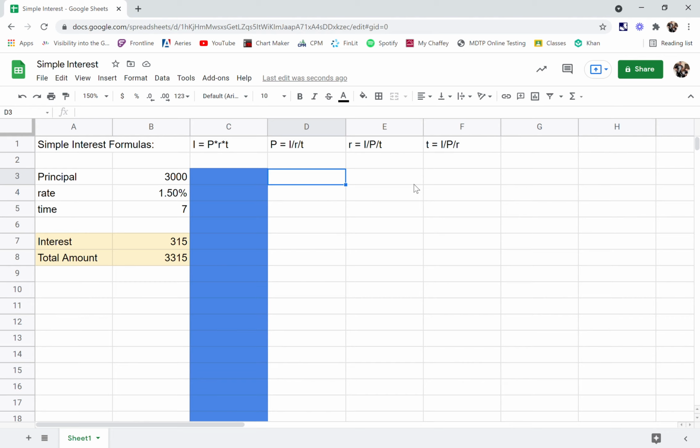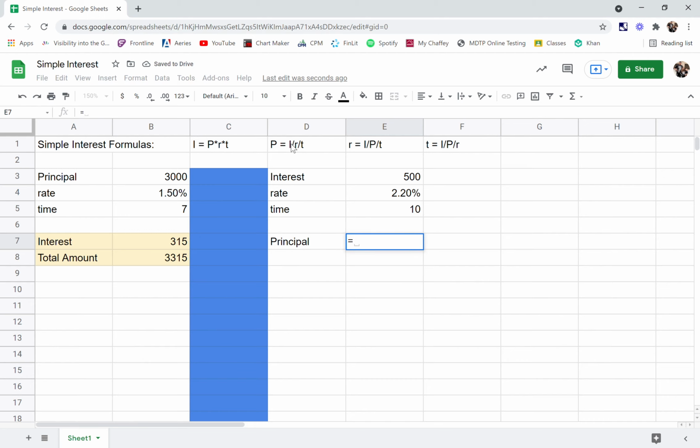Next section. Now we're going to solve for principal. So this is if we are given the interest, if we know how much money we made, if we know what the interest rate of the account is, and how much time our money is going to be left in the account. Let's say we are looking to earn $500. We know that the interest rate is 2.2%, and we're going to leave the money in for 10 years. What does my principal need to be? In other words, how much money do I need to deposit into this account?